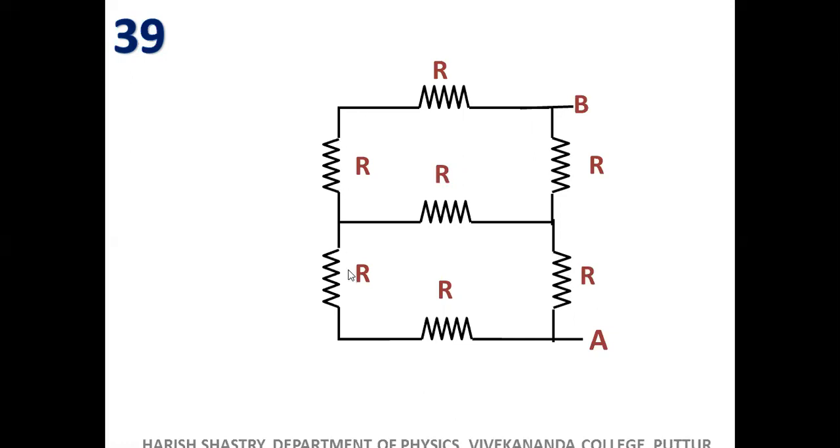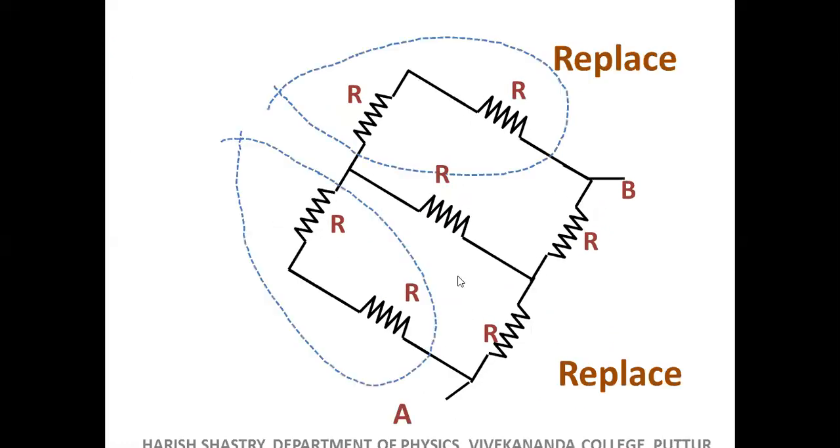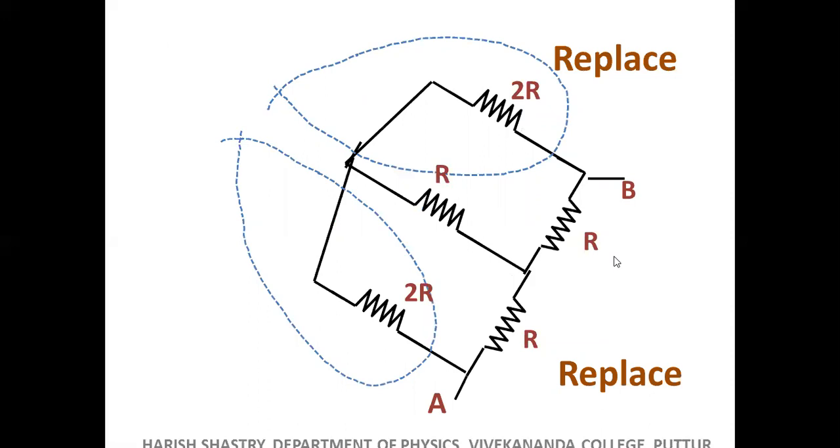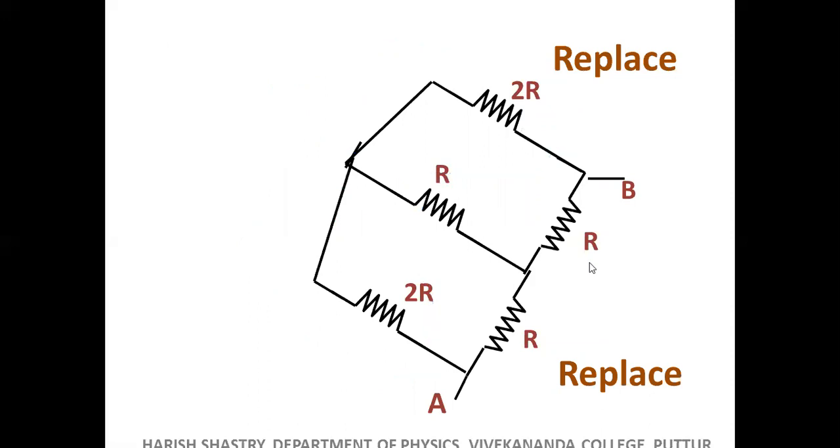Only this part is split. This part is split. So we have changed it into 2R and 2R. Now, is it a Wheatstone's network? Sure, it is a Wheatstone's network. A is here, B is here, and this is R by R.